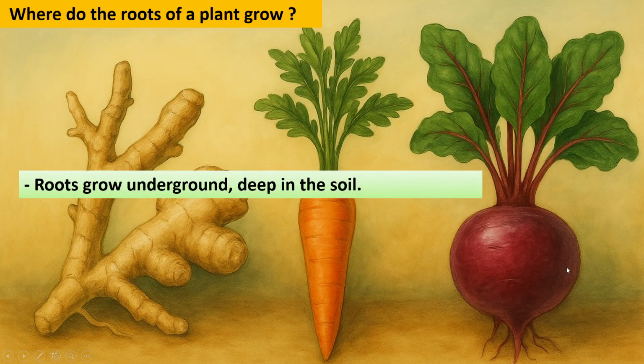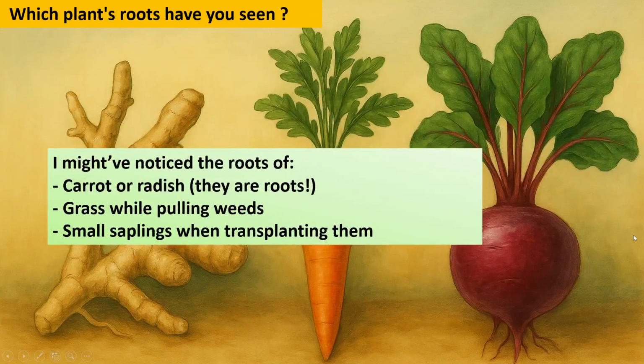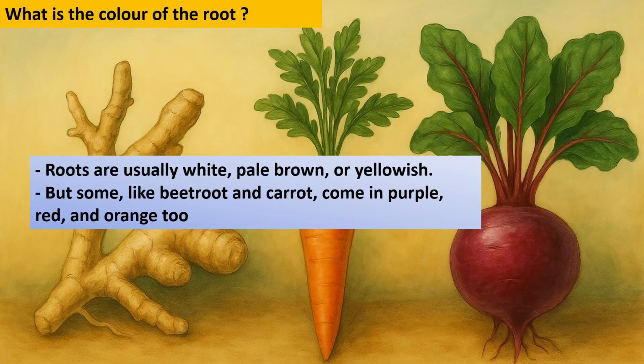Where do the roots of the plant grow? Roots grow underground, deep in the soil. Have you seen the roots of the plant? I have seen them while gardening or pulling up a weed. Which plant's root have you seen? I might have noticed the roots of carrot, radish, they are roots, grass while pulling weeds, and saplings when transplanting them. What is the color of the root?